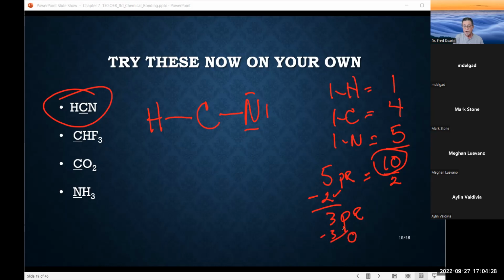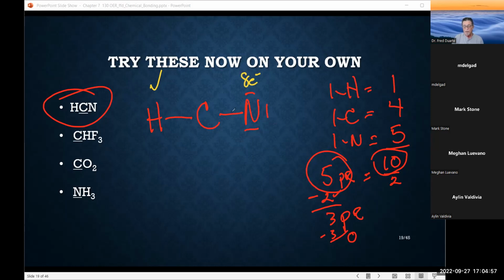So now I got 0 pair. Now I go back and check. Always keep track to make sure you still maintain the 5. I got 1, 2, 3, 4, 5. I still got 5 pair. All right, so with that, now go check the octet. Well, we know hydrogen's good to go. Nitrogen's happy too, right? Because it's got 2, 4, 6, 8 electrons around it.